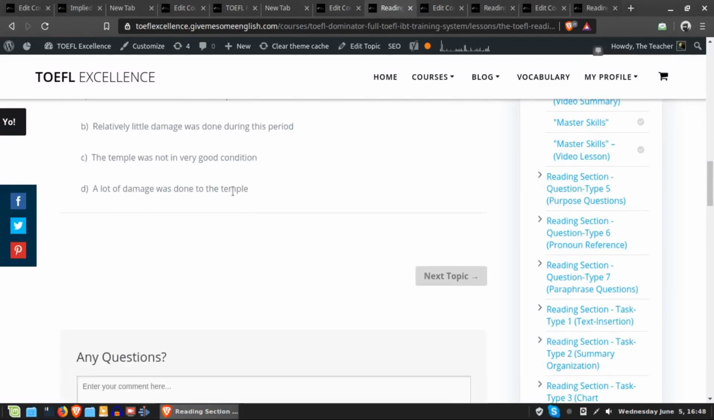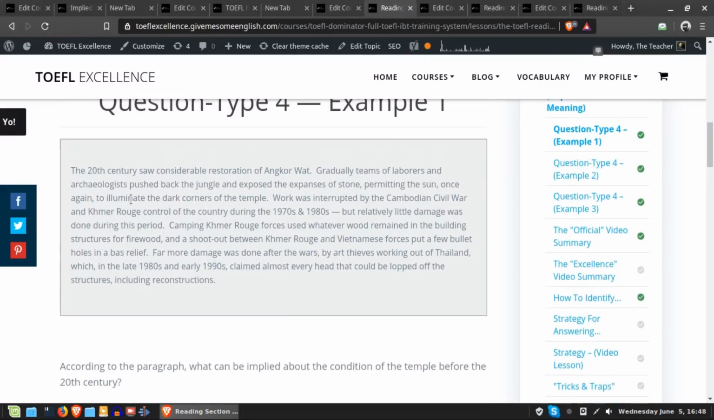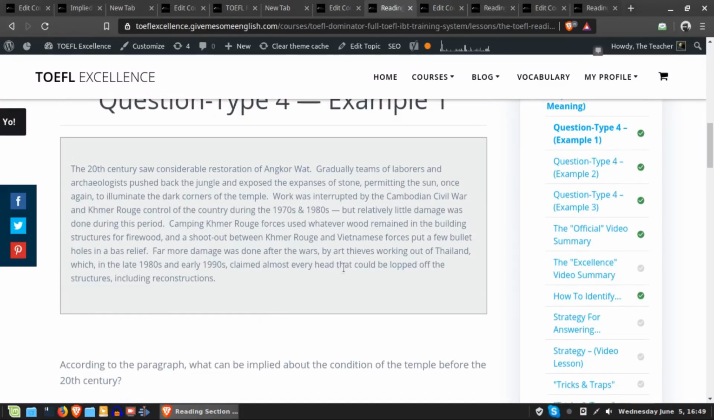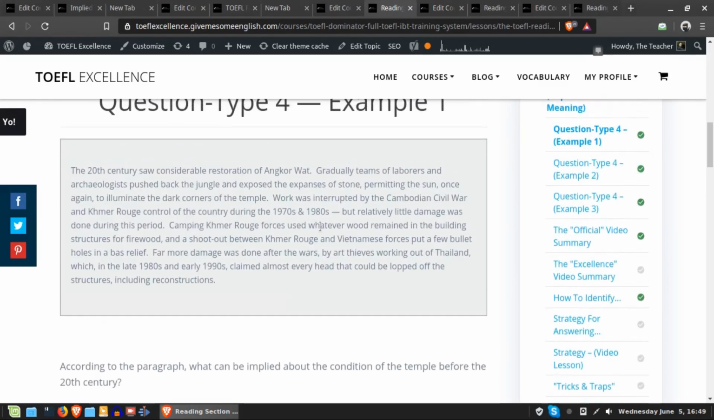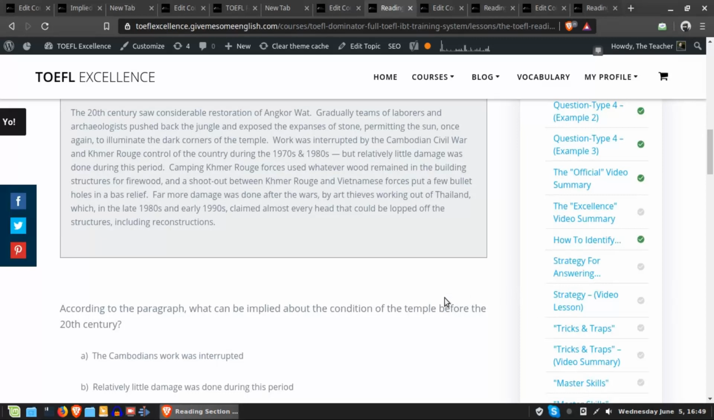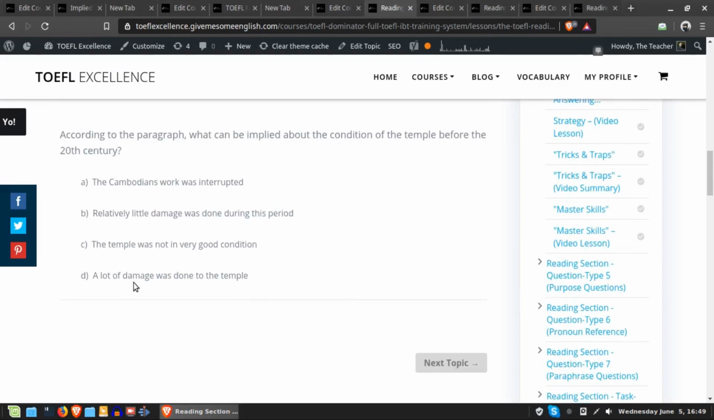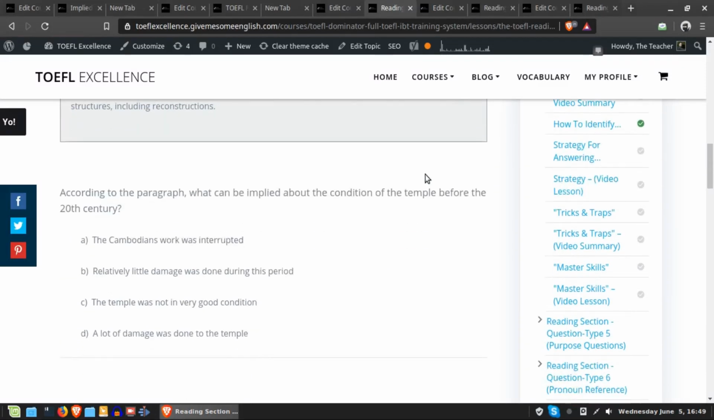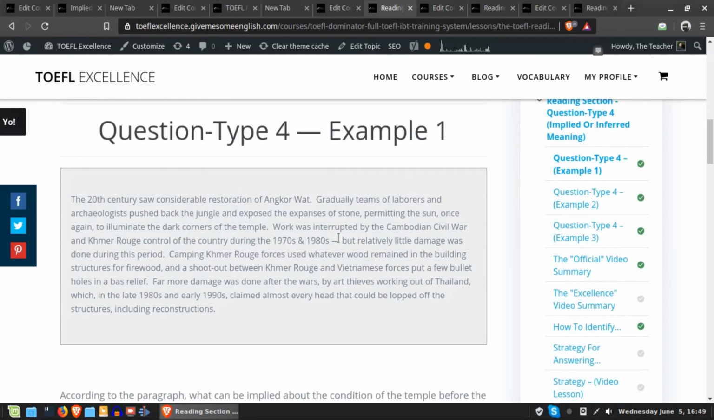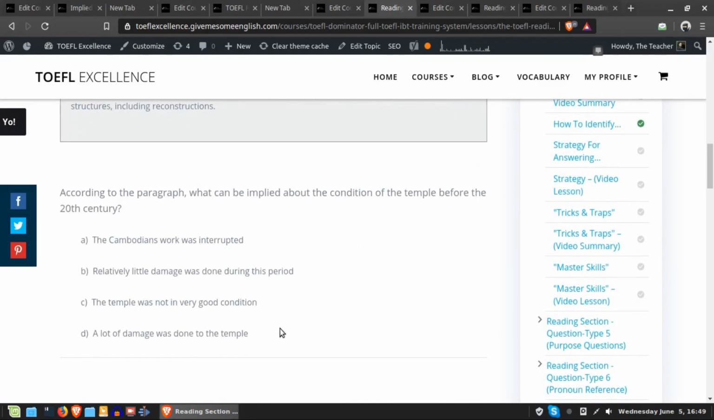A lot of damage was done to the temple. All right, well, we already know that by scanning for the information for the previous one. So the temple was not in very good condition. It never said anything about that before the 20th century. They did talk about damage, which happened in other time periods, but it can be implied, or we can infer, that because they were doing restoration, then the temple was not in good condition. So this is the answer.